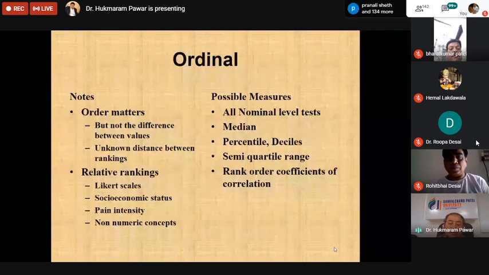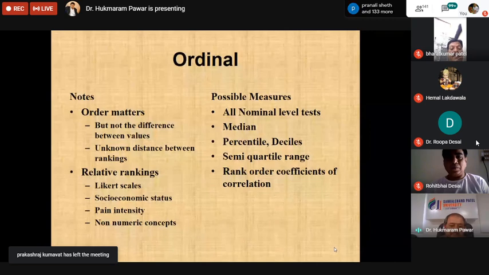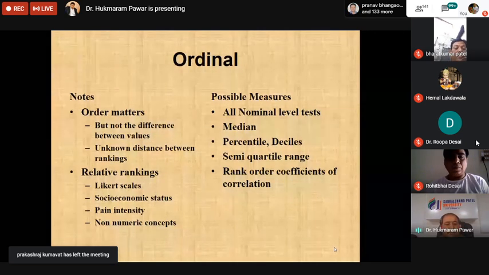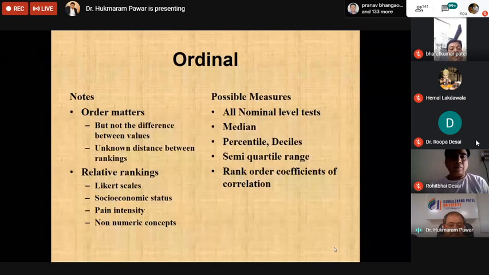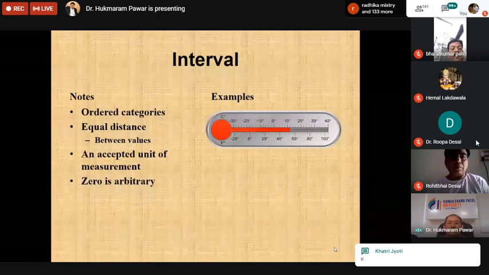And order matters here, but not the difference between values; there is unknown distance between the rankings. Likert scale, socio-economic status, pain intensity: these are the various examples we already discussed. Okay, so this is the second.